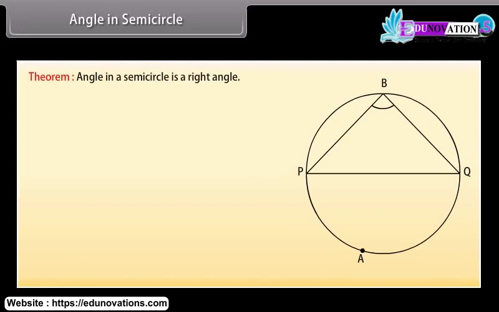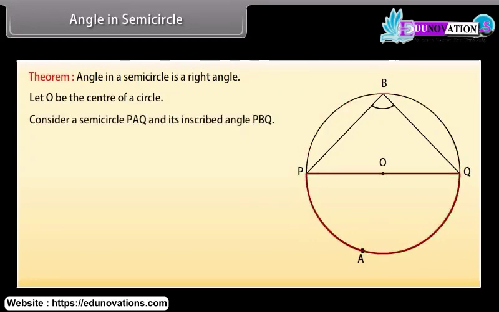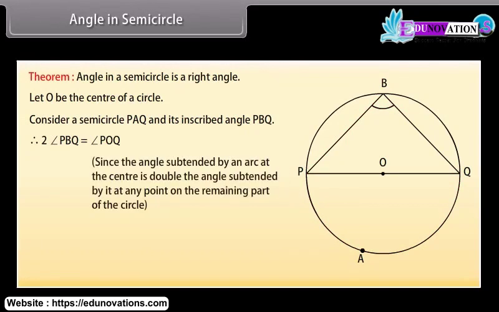Angle in a semicircle. Theorem: angle in a semicircle is a right angle. Let O be the center of a circle. Consider a semicircle PAQ and its inscribed angle PBQ. Therefore, 2 angle PBQ is equal to angle POQ, because we know that the angle subtended by an arc at the center is double the angle subtended by it at any point on the remaining part of the circle.